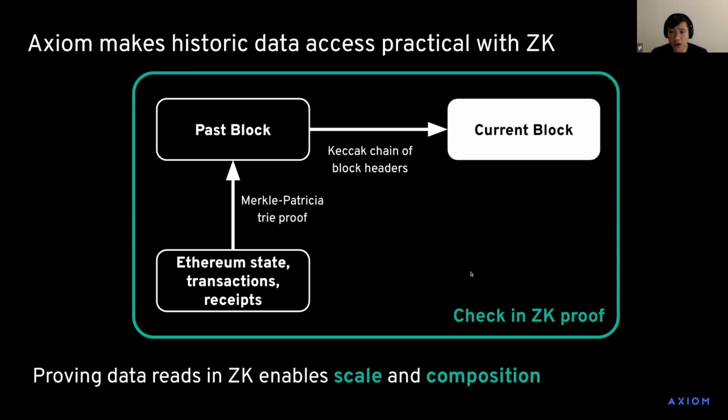So the starting point for Axiom is that we can address this issue by using ZK. Namely, we can do this extremely expensive check of the Keccak chain of block headers, as well as the Merkle proof inside ZK, and obtain a succinct proof that can be cheap to verify on chain. Moreover, this can let us actually scale these proofs. So instead of just doing a proof of a single transaction or a single historic state, we can group these together. And finally, we can compose these proofs with perhaps other operations we check in ZK.